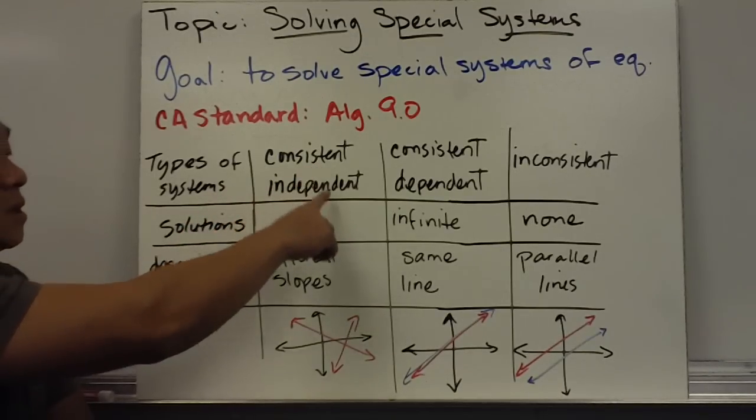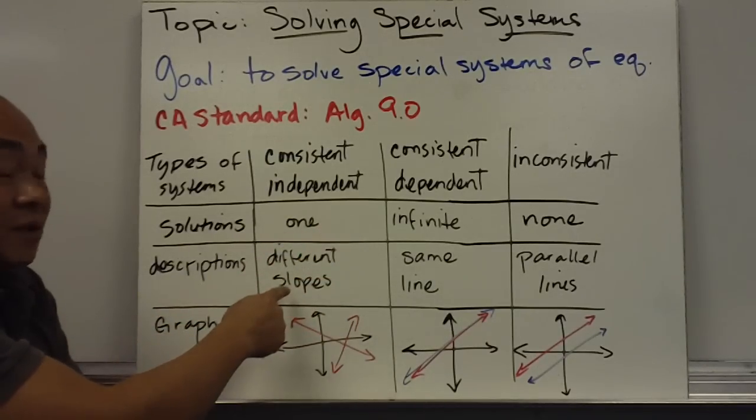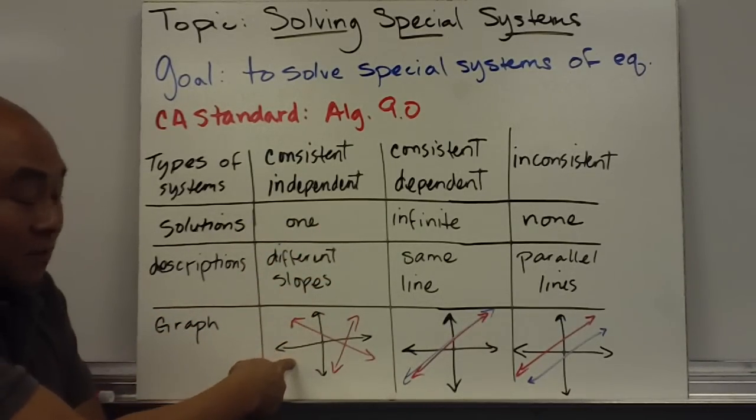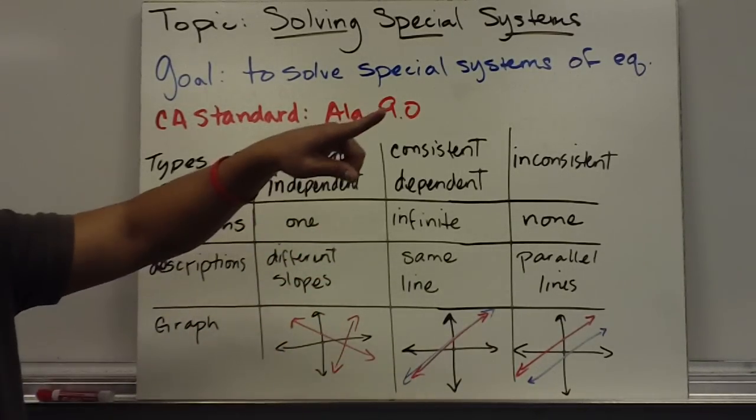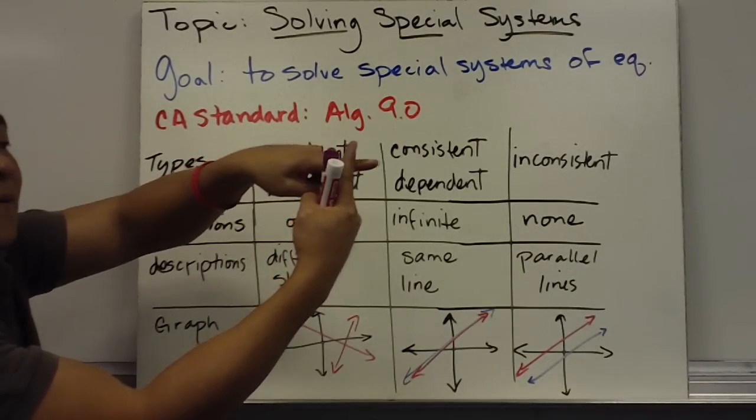So you have consistent independent, which means there's only one solution. They have different slopes, and it looks something like this. When you have one line going this way and another line going this way, that is called consistent, and it's independent because you only have one solution.